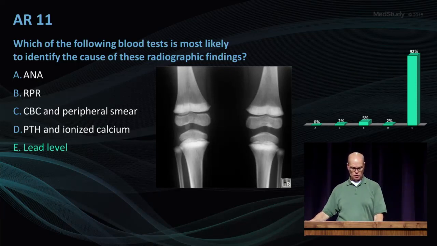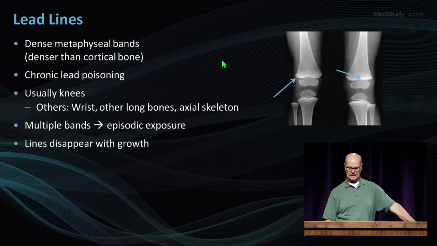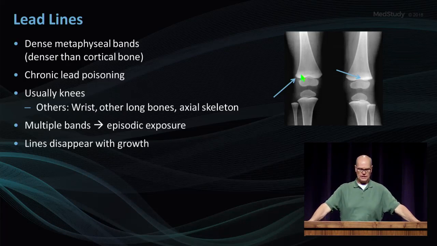So let's look a little bit more closely at the recommendations for lead screening. These are lead lines, typically associated with chronic lead poisoning. They're dense metaphyseal bands, or even denser than cortical bone. And you may see multiple bands indicating episodic exposure, and the places that you're going to see them are typically in the long bones.